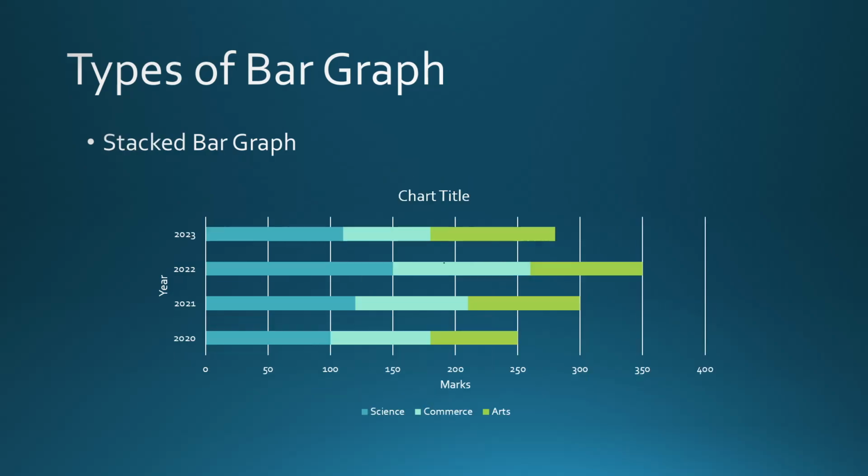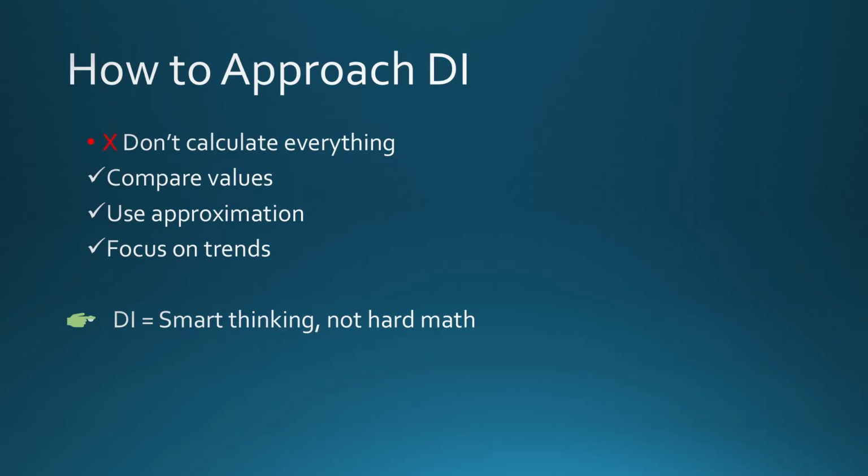Third is the stacked bar graph. There is a total. There are three subjects: science, commerce, and arts, and marks are given for the 3 years 2021, 22, 23. So these are the three types of bar graph. The core idea is the same: comparison.